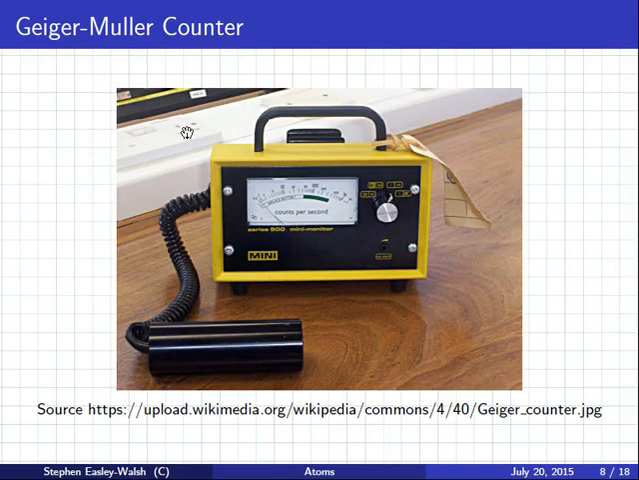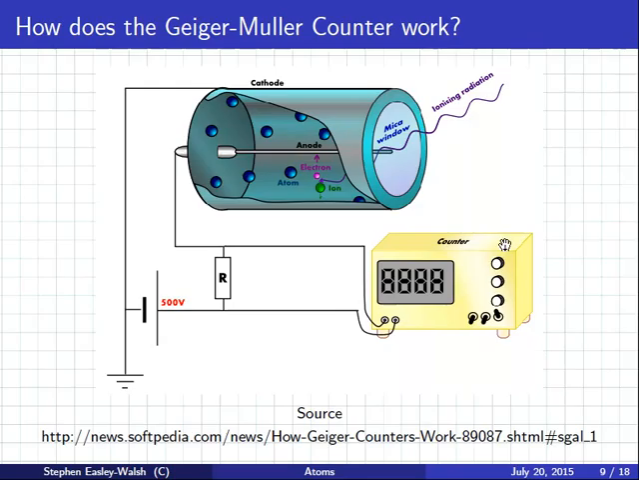So I want to explain how this counter works. What happens is you have your radiation that comes in to this special glass. What's special about this glass is that it's very fragile, easy to break. This glass is strong enough to stop the air molecules getting in, but it's thin enough and light enough to let the radiation in. Okay?